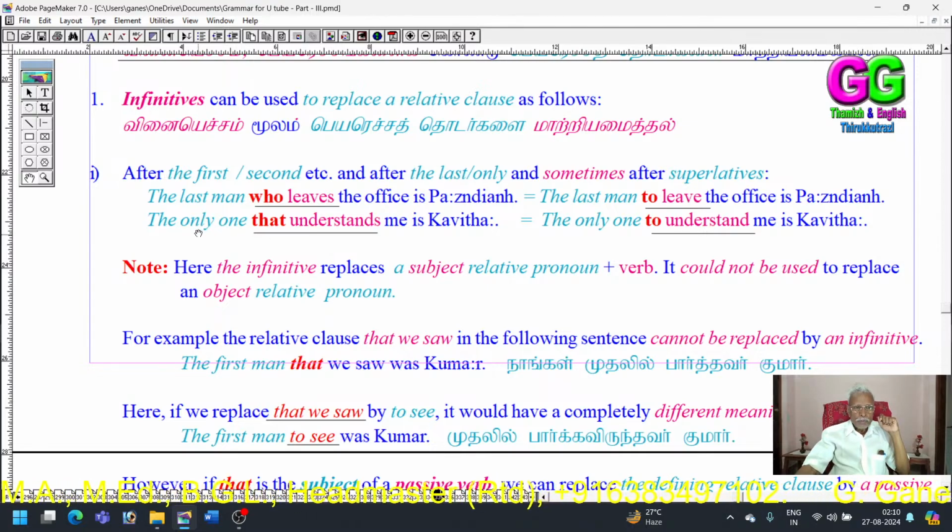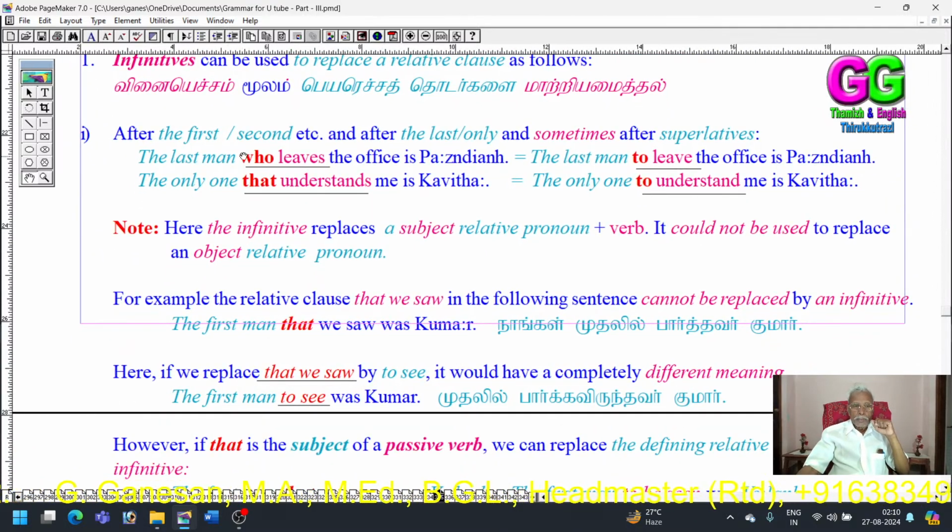Second example: the only one that understands me is Kavida. That is, the only one to understand me is Kavida. "That understands" is replaced by "to understand". This is the way. After the first, the second, the last, the only, and some superlatives, we can replace the relative clause using an infinitive.